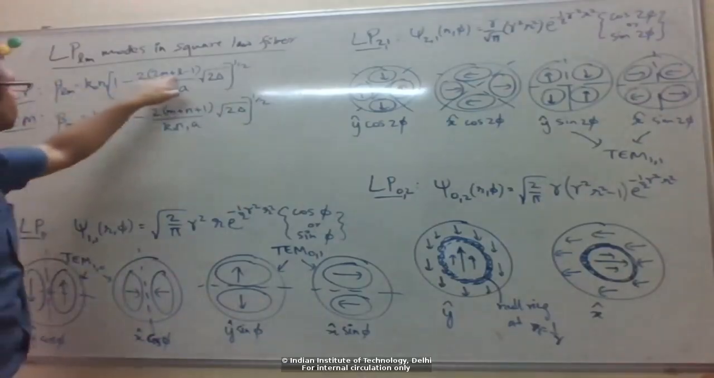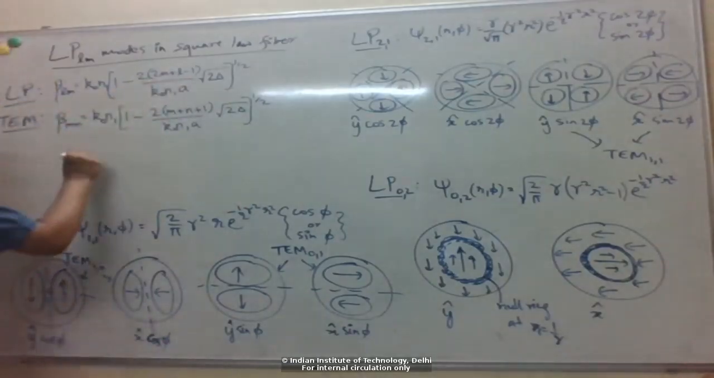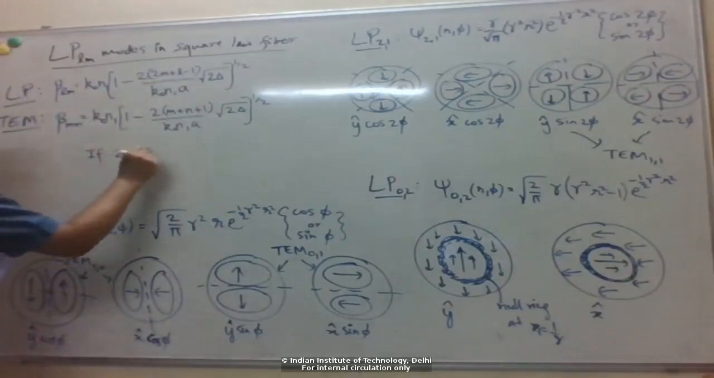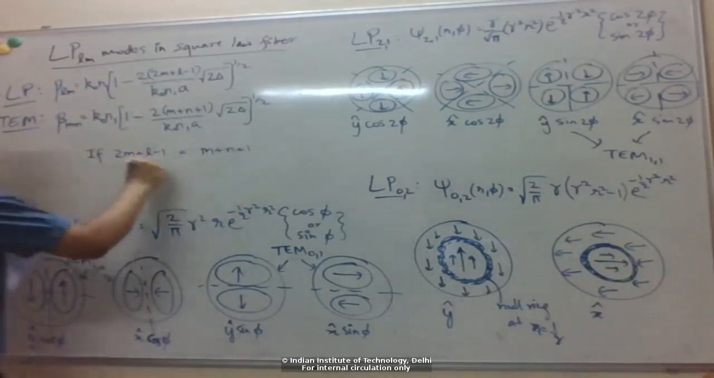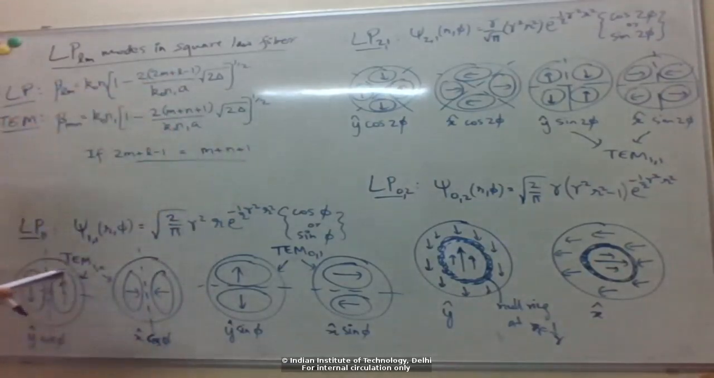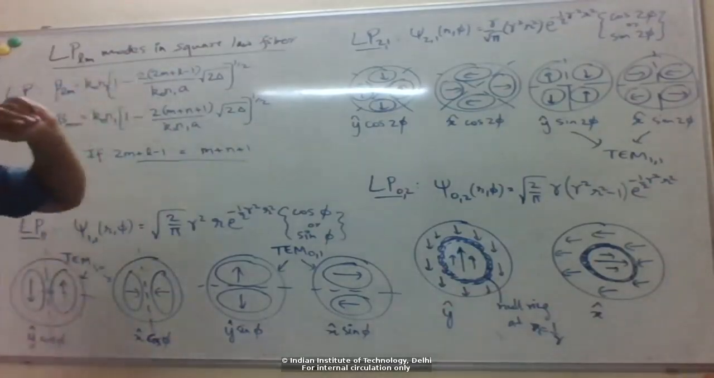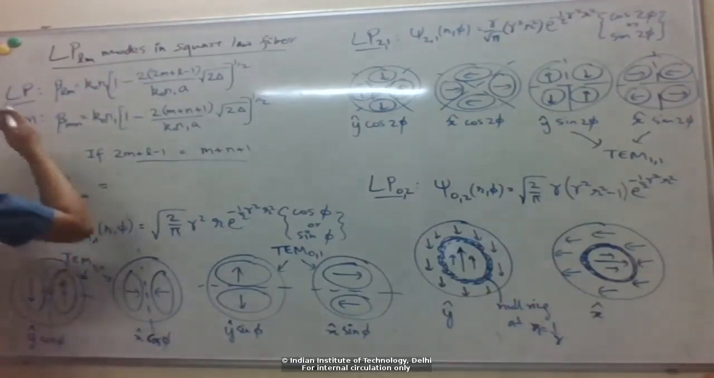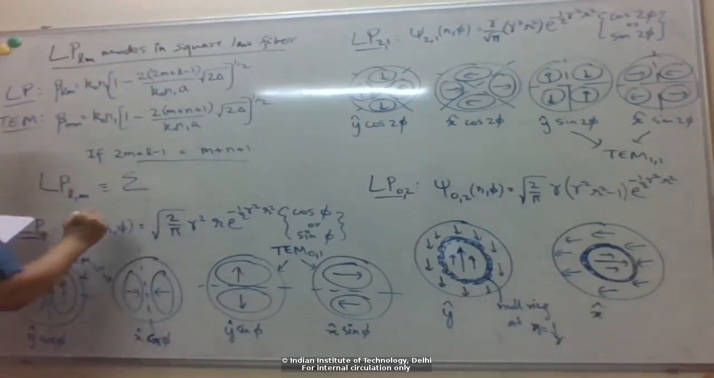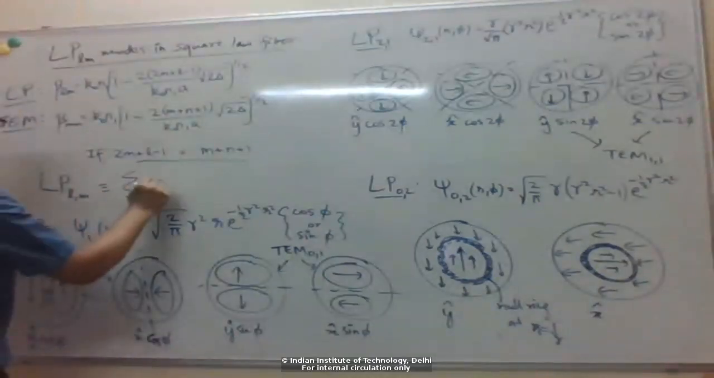So you can see that if 2m plus l minus 1 is equal to m plus n plus 1, then these two values of beta are the same. Those correspond to the same degenerate modes, which means if you take any LP lm mode, for example, you can write it as a superposition of some TEM mn modes.